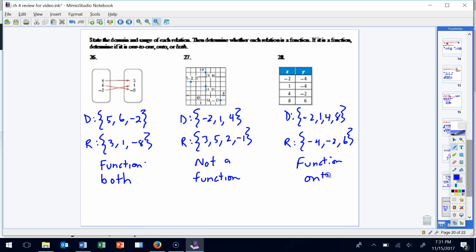It's onto. It can't be one-to-one because in order to be one-to-one, I can't have any repeats in the range. But all of my y values are accounted for, and I do have repeats. However, that's okay. It can still be a function, but it just can't be a one-to-one function. We're going to call this an onto function. Okay, so the big difference here is, you can't have any repeats in the domain to be a function, but if you have repeats in the range, it cannot be one-to-one. It has to be considered onto, as long as all of your range values are accounted for. All right, so that's 26 through 28.